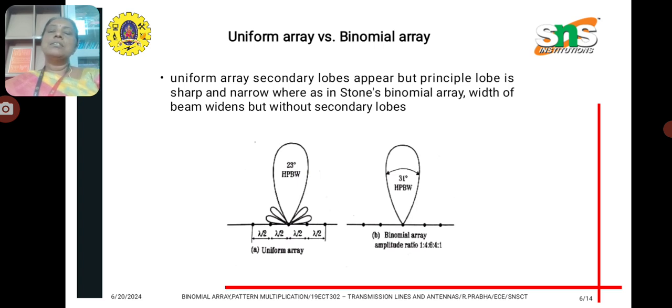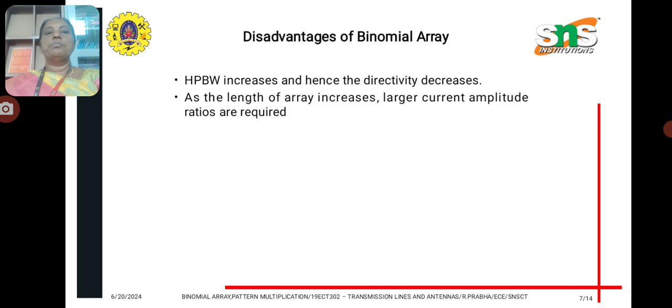If the half power beam width is higher, the directivity reduces, because directivity and beam width are inversely proportional. If directivity decreases, it leads to less sharp radiation. So at the cost of directivity, we are eliminating the minor lobes. The disadvantages of the binomial array, as we discussed: the half power beam width increases, hence the directivity decreases, and another disadvantage is that if the array length increases, larger current amplitude ratios are required.